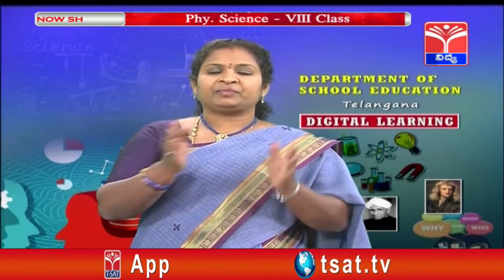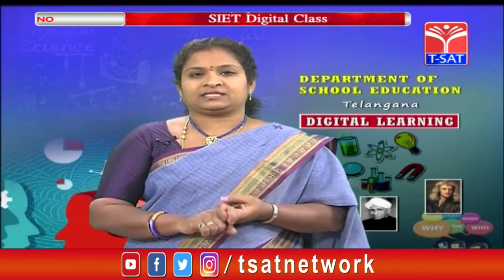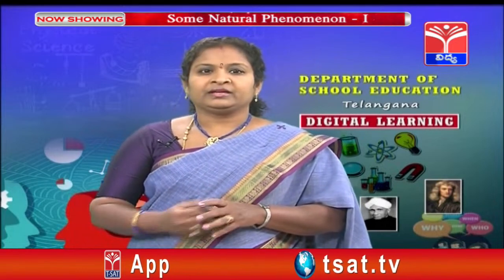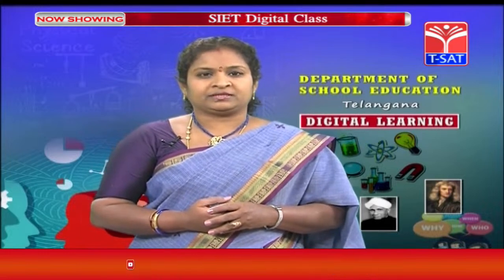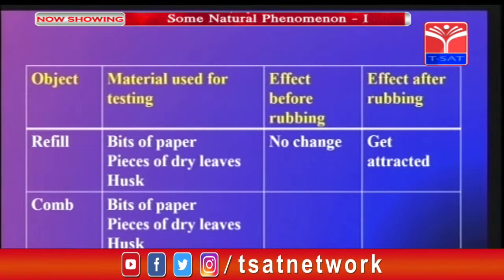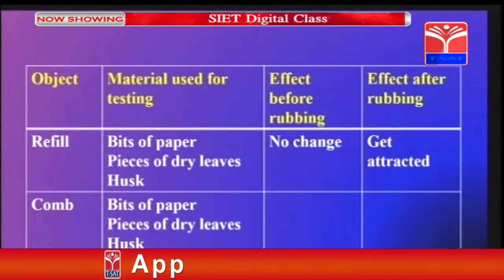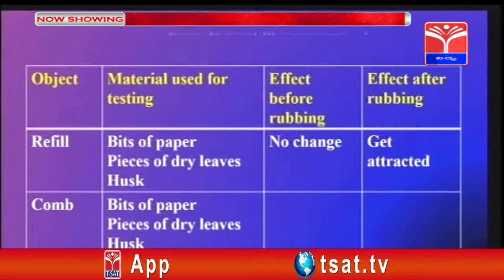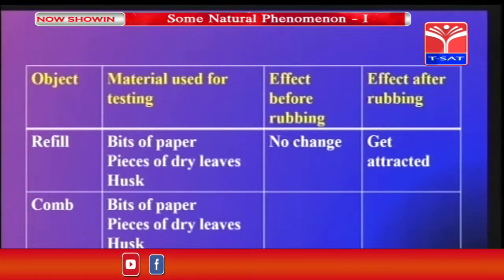We have seen that the bits of paper got attracted to the balloon because of the attraction between two opposite charges. Then what is the charge present on the balloon and what is the charge present on the paper? We'll learn about it. Now let us do a few more examples. See this table which is given in your textbook, children. We have a rifle and a comb. Now we have to rub these with the cloth and see whether bits of paper or pieces of dry leaves or husk are getting attracted or not.